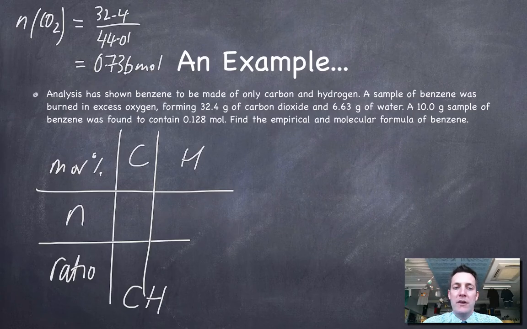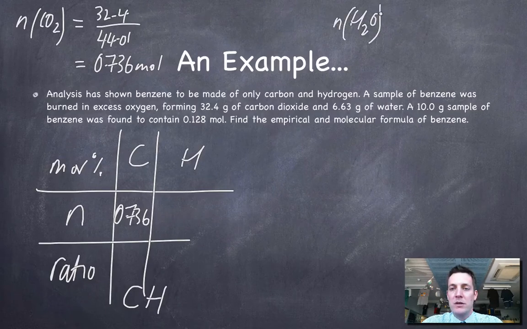Now, if I've got 1 mole of carbon dioxide, I must have 1 mole of carbon atoms. If I've got 0.736 moles of carbon dioxide, well, I must have 0.736 moles of carbon. Now, let's find the number of moles of water. Why would I do that? Well, because if I know the number of moles of water, then I know something about the number of moles of hydrogen in my sample.